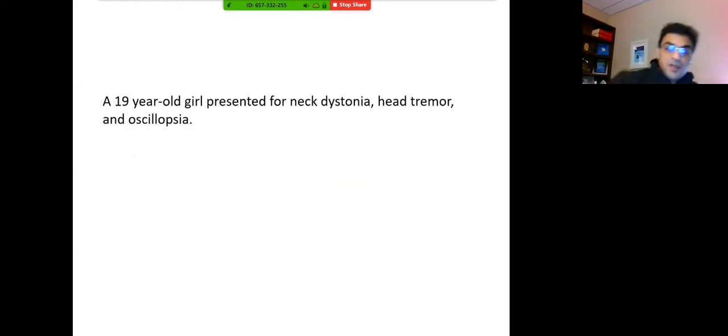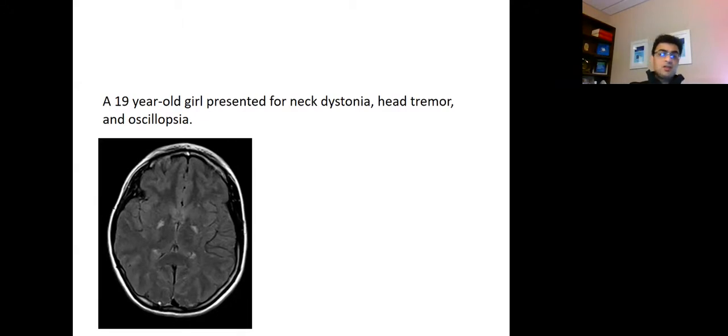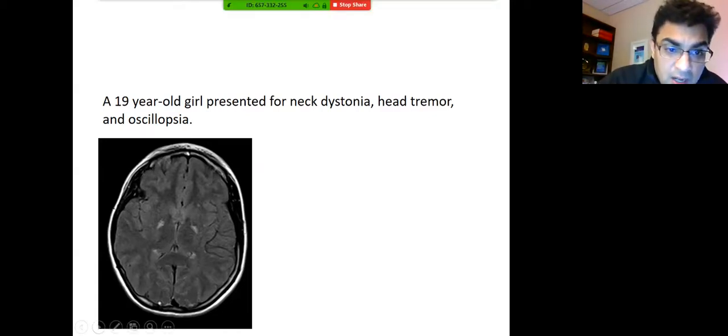A 19-year-old girl, actually this is the patient that I saw with my mentor, Mahlon DeLong, a 19-year-old girl who came to us for neck dystonia, head tremor, and oscillopsia. She actually came with a robust neck dystonia, and she was very interested in getting deep brain stimulation done. And this is her brain. And what you can see here is that she had some deposits in the globus pallidus. And then when we look at her eyes.